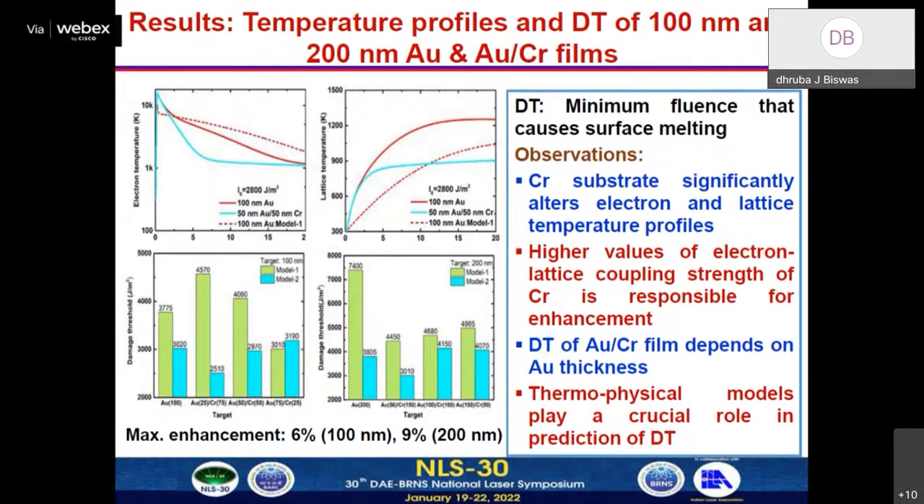The below two figures represent the damage threshold values with respect to model 1 and model 2. From that figure, we can also understand the two models give qualitatively and quantitatively different damage threshold predictions. That means in prediction of damage threshold, the thermophysical modeling plays a crucial role. Also, we got a maximum enhancement of 6% in 100 nanometer total thickness and 9% for 200 nanometer total thickness. That means the damage threshold of double layer film depends on the total thickness values. Okay, thank you.